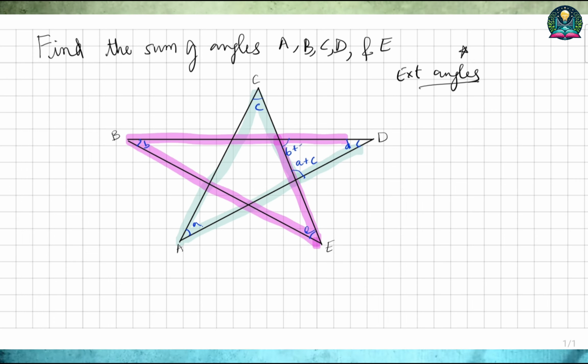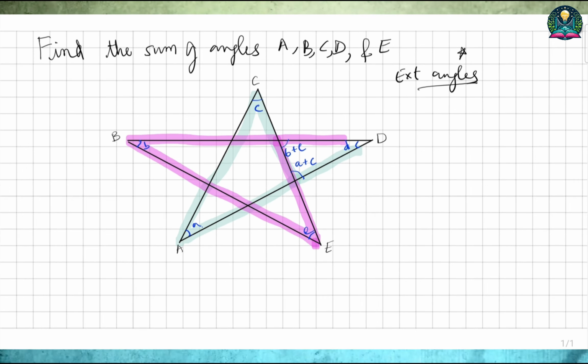Now, if we look at the little triangle with all the angles marked, we see that angles A, B, C, D, and E add up to 180 degrees because the sum of all interior angles is obviously 180 degrees. A really nice and interesting solution, isn't it?